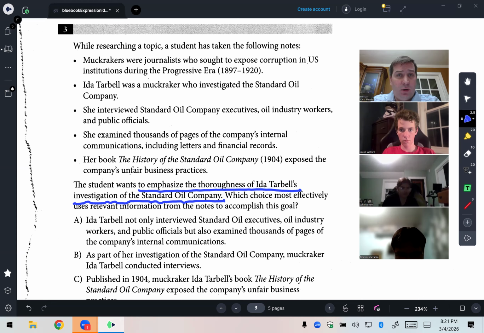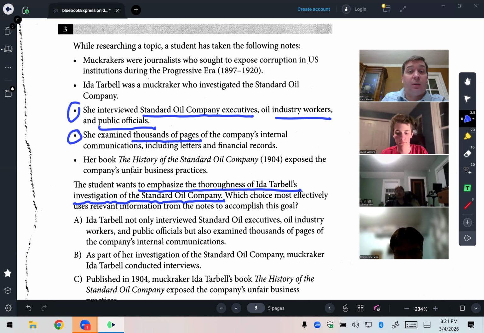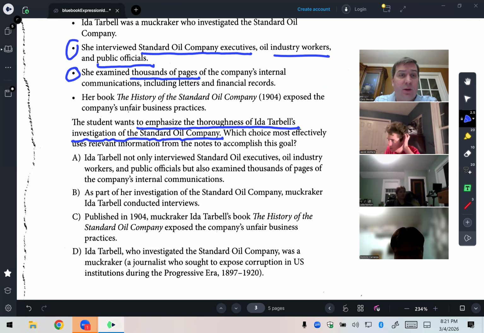Okay, if anything here seems incredibly thorough, maybe we need it. She interviewed Standard Oil Company executives, oil industry workers, and public officials. Sounds pretty thorough. She examined thousands of pages of the company's internal communications. That sounds very thorough, including letters and financials. Her book, The History of the Standard Oil Company, exposed the company's unfair business practices. All right, the student wants to emphasize the thoroughness of Ida Tarbell's investigation of the Standard Oil Company.